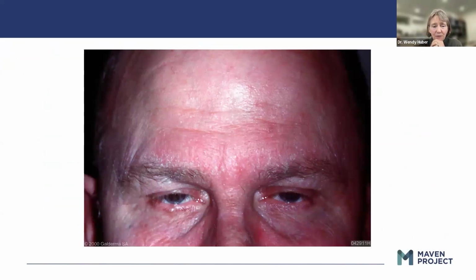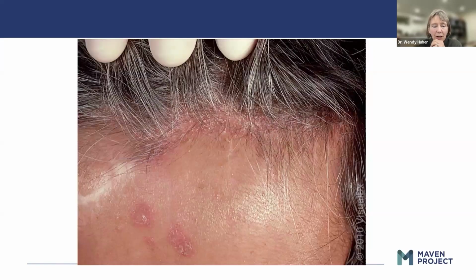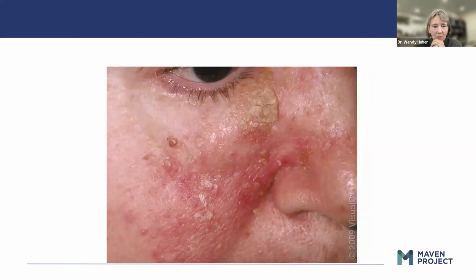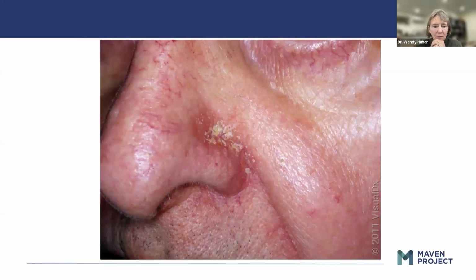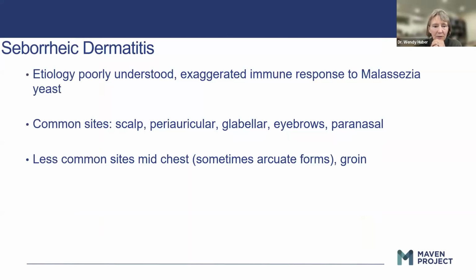Seborrheic dermatitis, very common. So I just wanted to point out where the skin findings are, which is scaling in the eyebrows. Next slide. Hairline, next slide. Nasolabial folds, next slide. Right, so we saw the common areas. You can see it as well with the greasy scales and erythema on the mid-chest and also in the groin. Next slide.